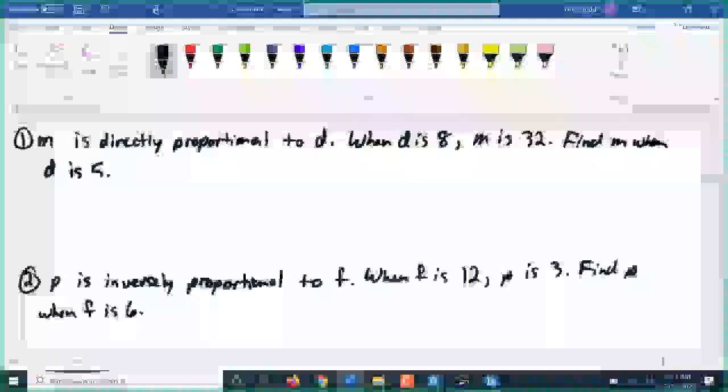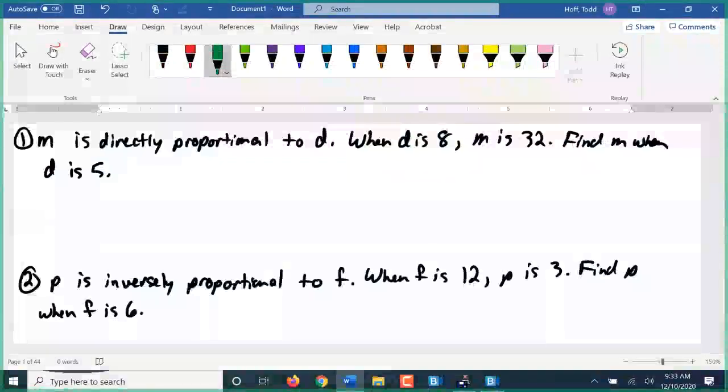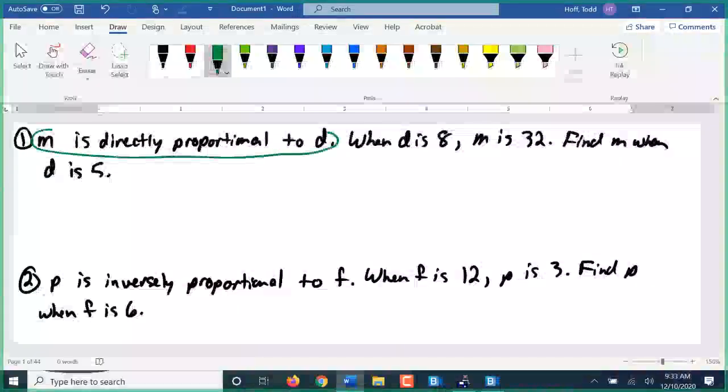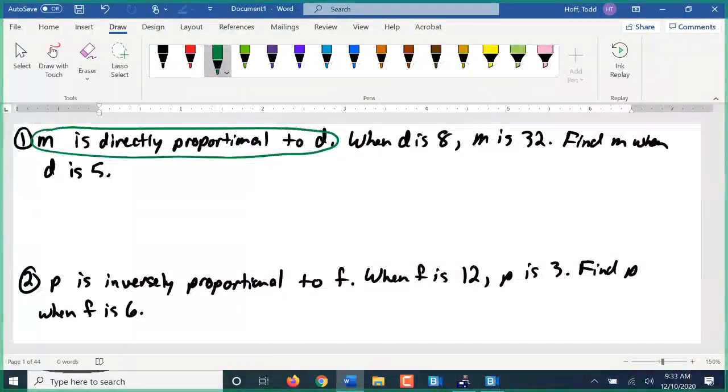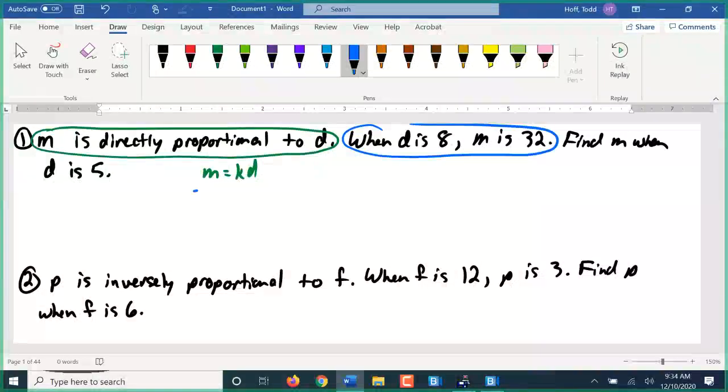Recording has started. So for the first one here, we were told M is directly proportional to D. That's the same as saying M varies directly with D. So M equals K times D. Our next piece of information, when D is 8, M is 32. So we put 32 into that for M. Then we put 8 in for D.